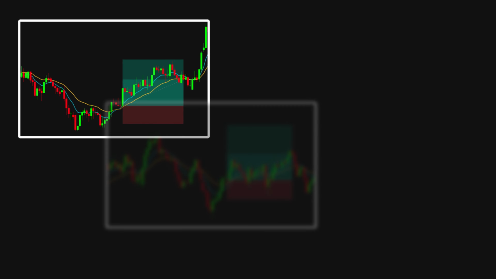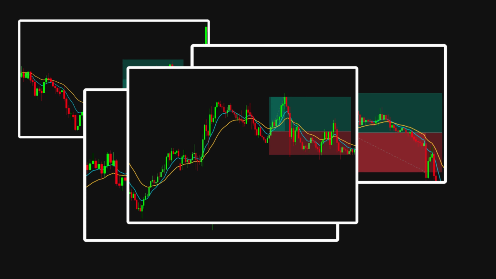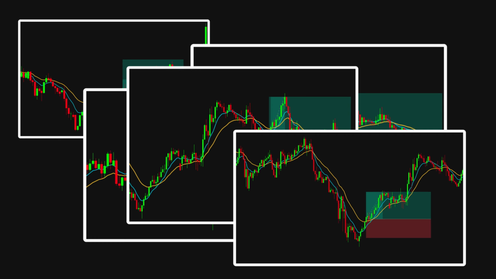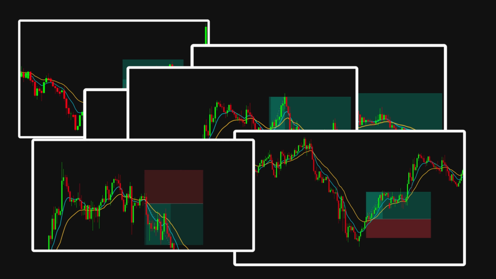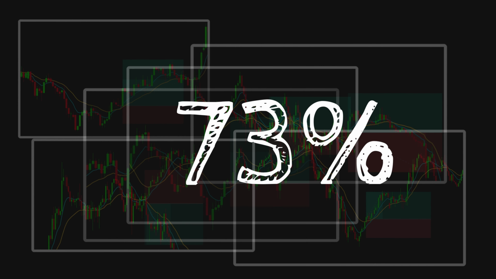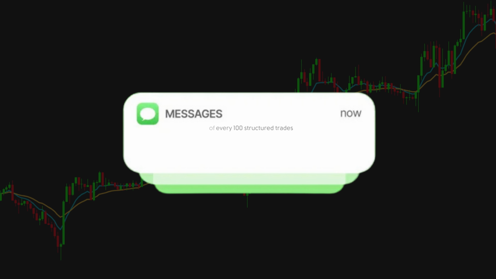I have backtested this strategy extensively and took multiple trades using this exact 9 and 21 EMA setup on the 1-hour time frame, and the overall win rate came out as 73%. That means out of every 100 structured trades following the crossover, pullback entry, proper stop loss below or above the swing point, and disciplined take-profit rules, 73 closed in profit.